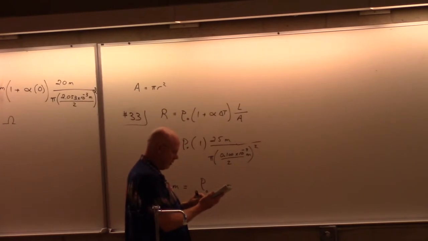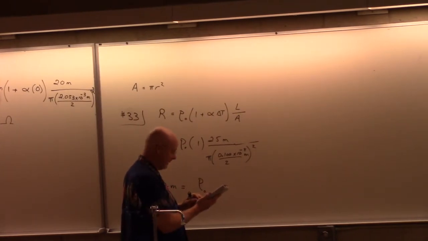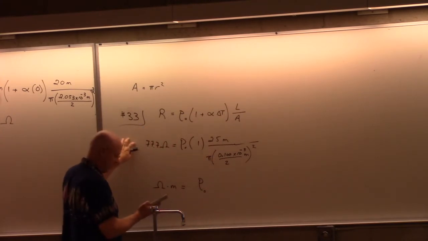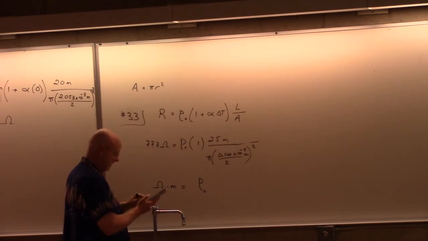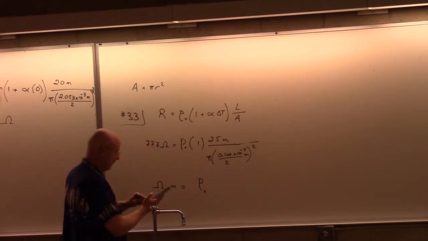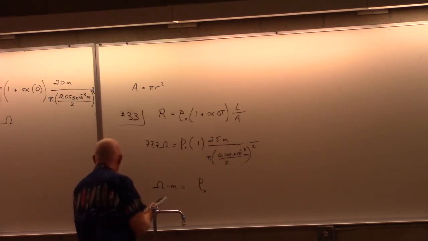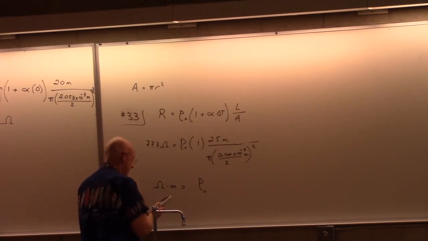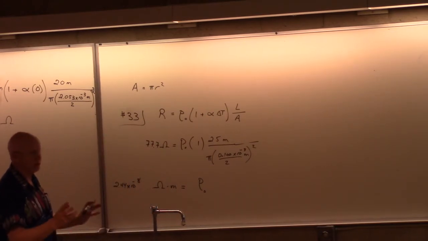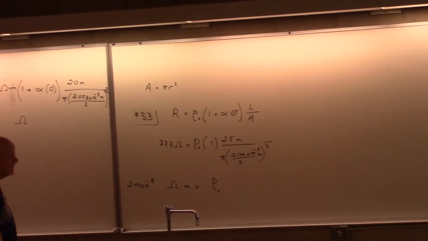So I'll go 0.1 times 10 to the negative 3 and divide that by 2, and then square it, and then times a pi. So here's the area, and so I'm going to bring it over to here, and so times 77.7, and then I'm going to divide that by the 25. And I'm looking at 2.44 times 10 to the minus 8. And so there's my resistivity of this material.